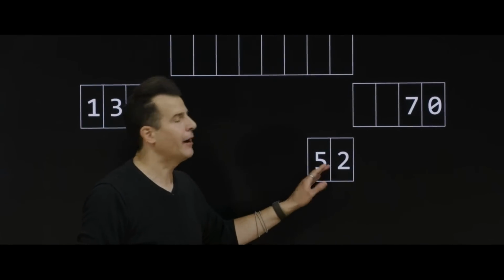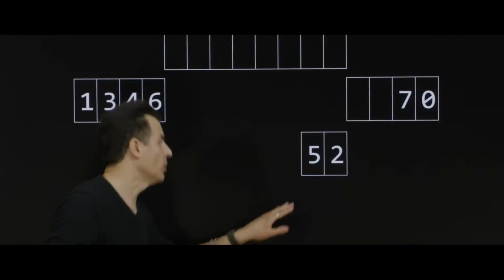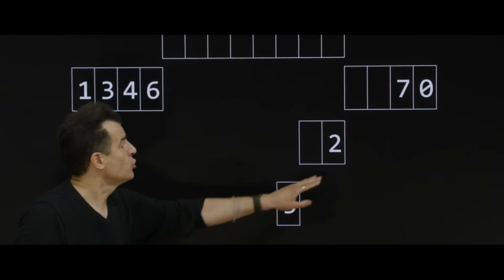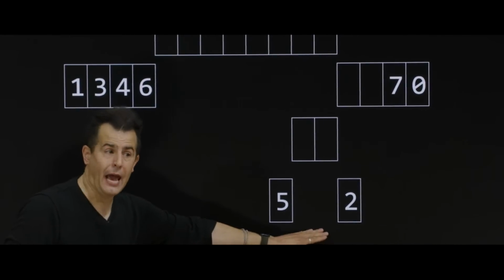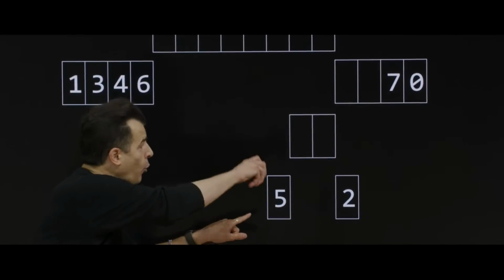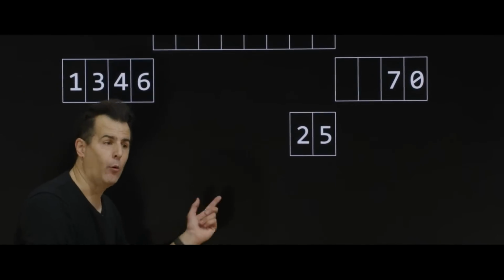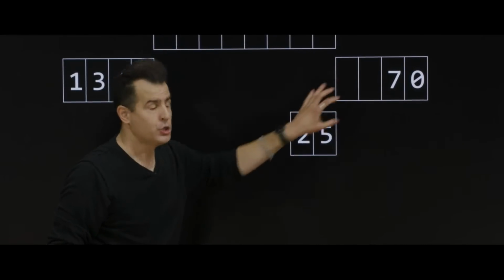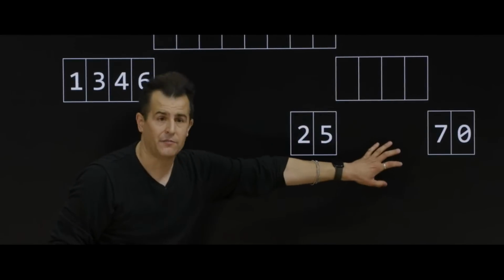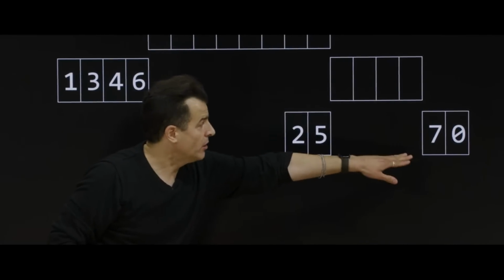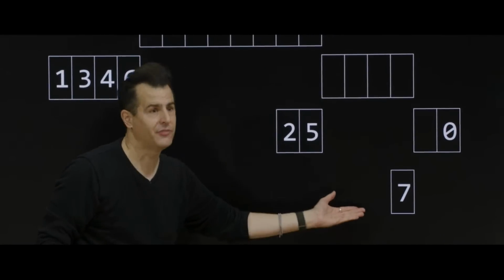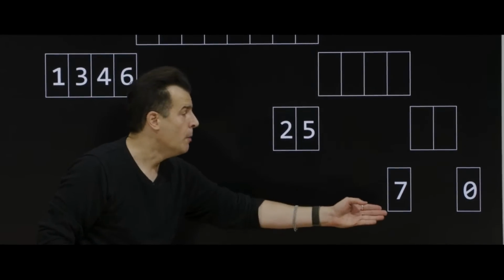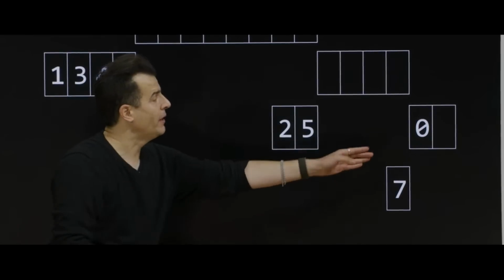Sort the left half. All right, how do I sort an array of size 2? Sort the left half. Done. Sort the right half. Done. Now what? Merge the two together, and of course it's 2 and 5. Now I've sorted the left half of the right half, so now I sort the right half of the right half. How do I sort a list of size 2? Well, sort the left half, done. Sort the right half, done. Merge them together, 0 and 7.